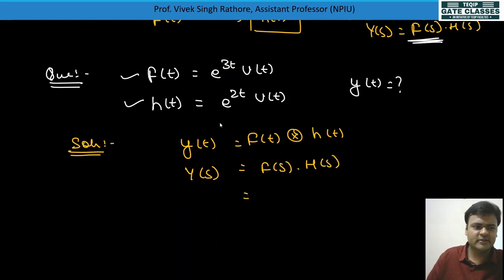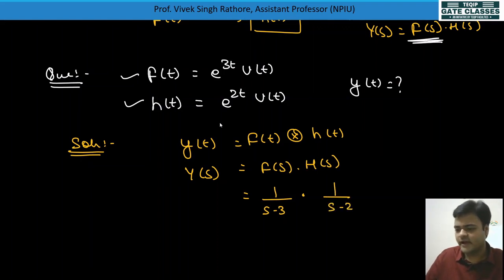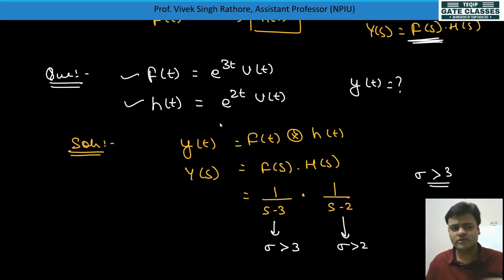F of s is nothing but 1 by s minus 3, multiplied by H of s, which is 1 by s minus 2. The ROC of 1 by s minus 3 is sigma greater than 3, and the ROC of 1 by s minus 2 is sigma greater than 2. So overall sigma will be greater than 3 only, because both are causal systems only.